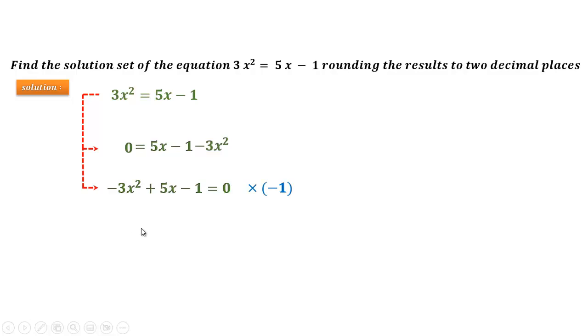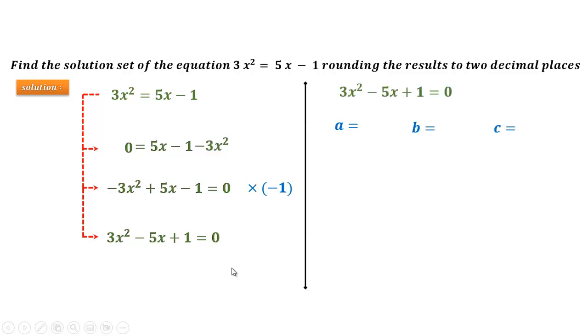So I'll multiply my equation by negative 1 to make the coefficient of x squared positive. It will be 3x squared. Of course here it will be positive. I'll make it negative, and here negative, negative times negative equal positive. So my equation here is 3x squared minus 5x plus 1 equals 0.